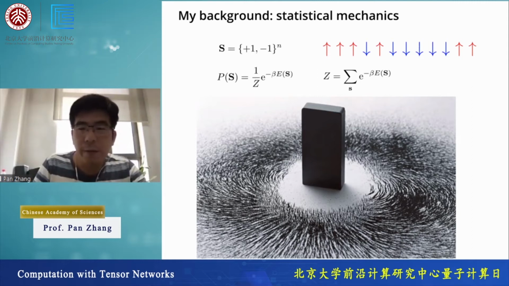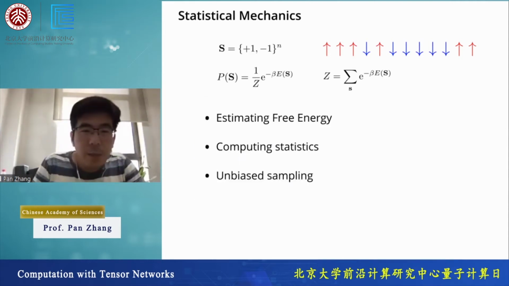Naively, if we want to compute Z, we need to do the summation over 2 to the power n non-negative terms, right? So it's not tractable. For the statistical mechanics problems, we are interested in several problems. The first one is how to estimate the free energy. Why free energy? Because Z is the summation of lots of non-negative components. It could be very huge, for example on the scale of 2 to the power 100. You cannot even store it. So we would rather store the log value of Z, which is basically the free energy.